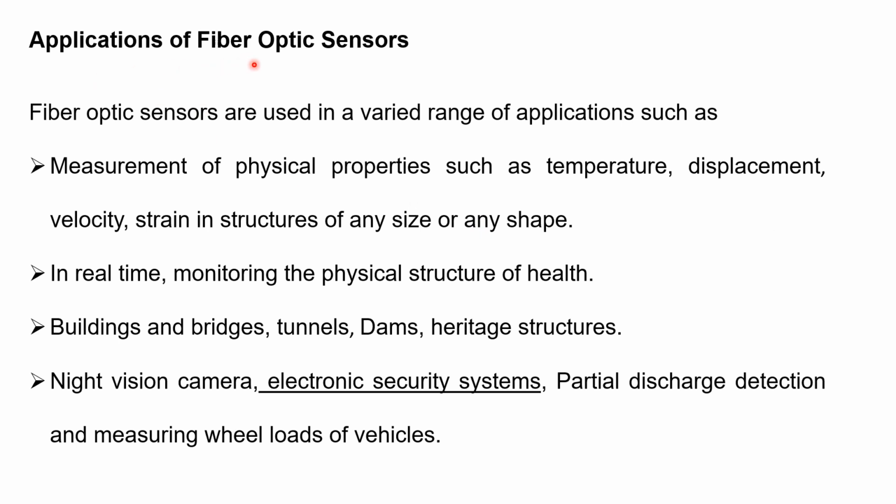When you see the applications of fiber optic sensors, they are used in a wide range of applications, such as measurement of physical properties such as temperature, displacement, velocity, and strain in structures of any size and any shape. In real time, monitoring the health of physical structures: buildings, bridges, tunnels, dams, and heritage structures can be monitored. Night vision cameras, electronic security systems, partial discharge detection, and measuring loads of vehicles. These are the important applications of fiber optic sensors.